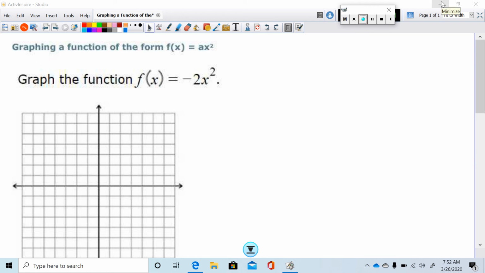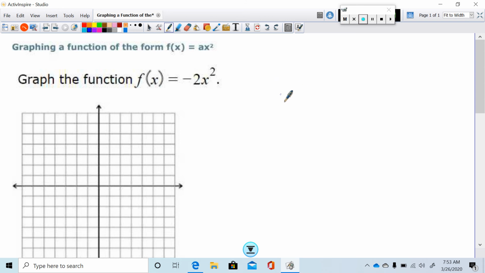Graphing a function of the form f of x equals ax squared. In order to graph the function of a parabola, which is what this is, I know that because the highest exponent or the degree is 2. In order to graph that, what you need to do is to find the vertex first.